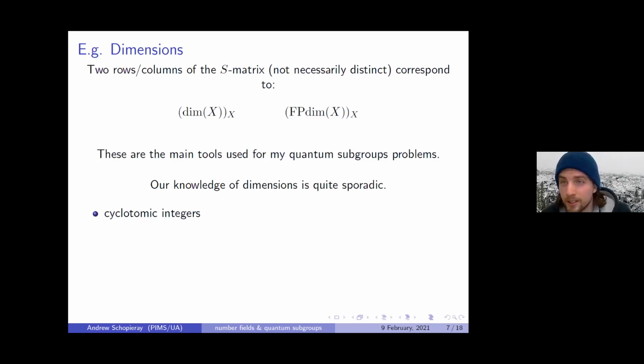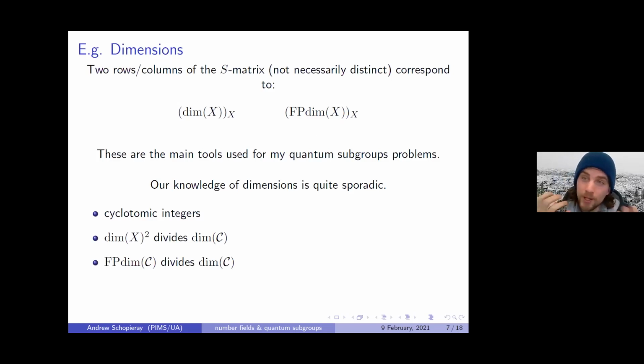One is they're cyclotomic integers, which is very nice from a number-theoretic perspective. We also know very random facts, like one thing dividing another. So when I say dimension of a category, I just mean the sums of squares of the dimensions of the simple objects in either form. So we know that the dimensions of the simple objects divide the dimension of the category in one way or another. We know how these two dimensions divide one another, the Frobenius-Perron and the global dimension.